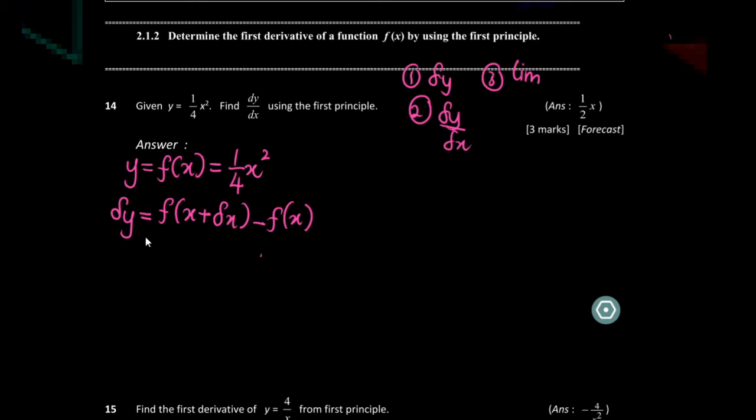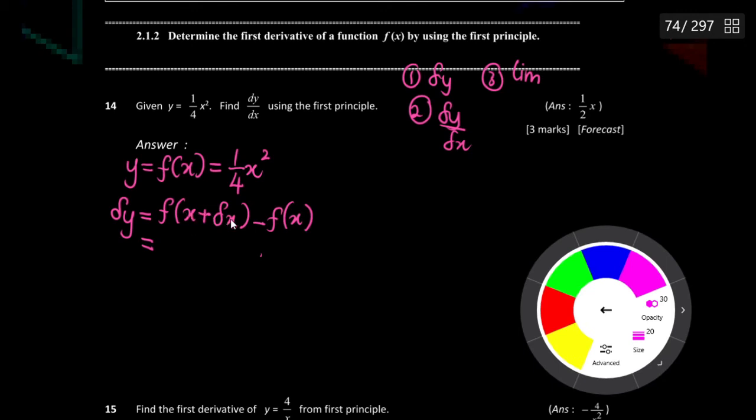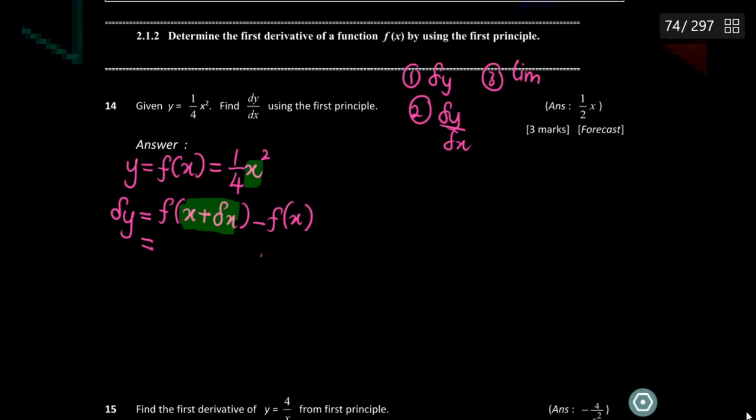Okay, so now what I'm going to do is substitute this one. Can you see this? I'm going to substitute this inside the x. So we're going to substitute the x plus delta x inside the x. So it's going to be 1 over 4 (x plus delta x) squared minus f(x). What is f(x)? 1 over 4 x squared. So minus all this. Now we do expanding.